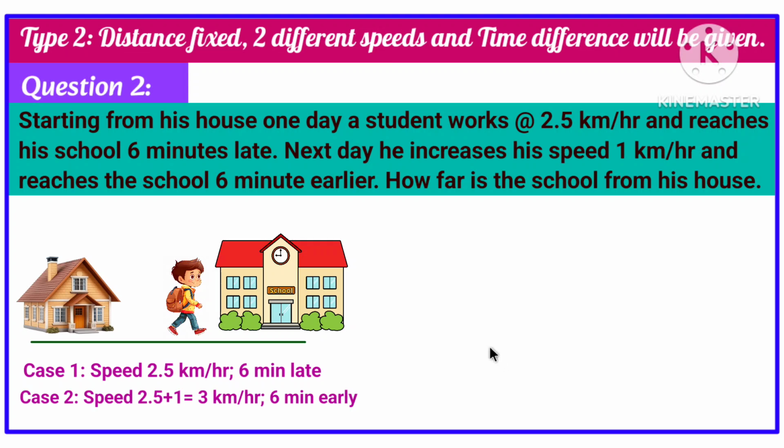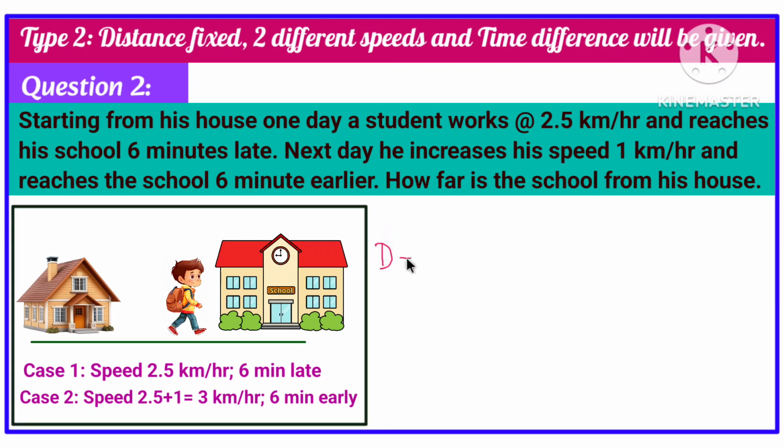So here the same thing you are going to use, that is distance equal to product of speed, that is s1 into s2, divided by difference of speed, that is s1 minus s2, into time difference. So here speed 1 will be the bigger one, that is 3.5 into 2.5. I think it is clear how you are getting 3.5: it was 2.5 previously, now 1 kilometer per hour speed is increased, so 2.5 plus 1, that is 3.5, divided by difference of speed, that is 3.5 minus 2.5, you are getting 1, into time difference.